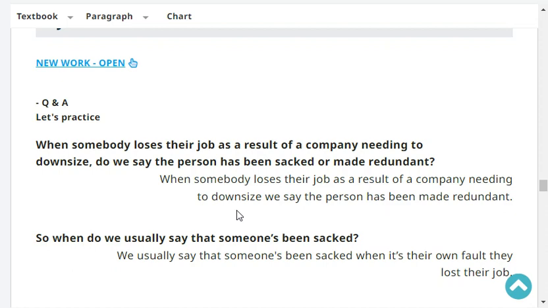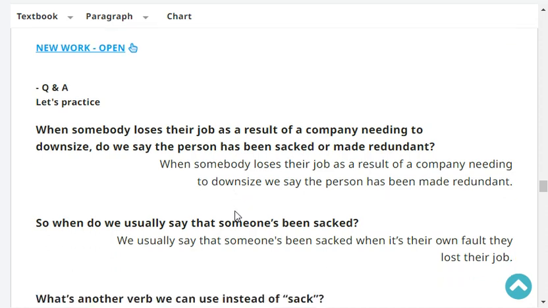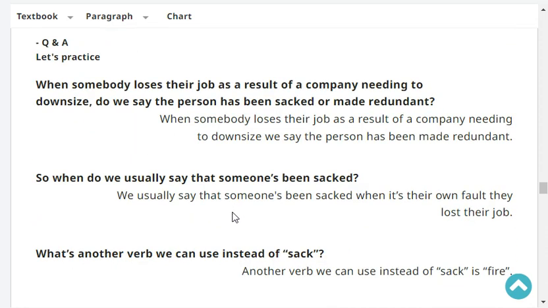When somebody loses their job as a result of a company needing to downsize, do we say the person has been sacked or made redundant? We say the person has been made redundant.